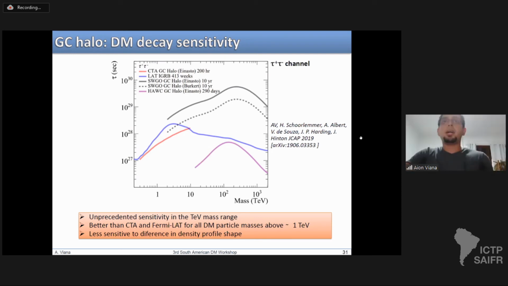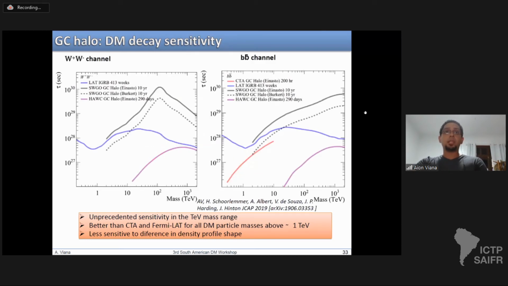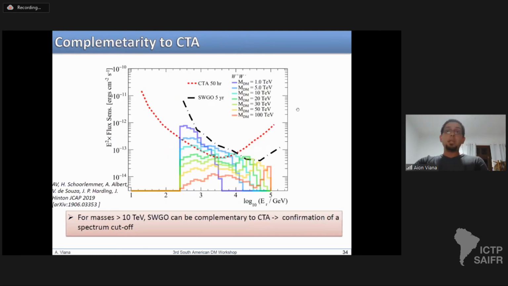I'm almost done. So basically, we are also better than CTA and Fermi-LAT for masses above 1 TeV, and we are much less sensitive to the change of dark matter halo profile, as you can see here in the solid and dashed lines. So this is the kind of exclusion that we get. Here is the same for W+W- and b b-bar. We will be pretty much complementary to CTA, although we can be better than CTA for certain masses.